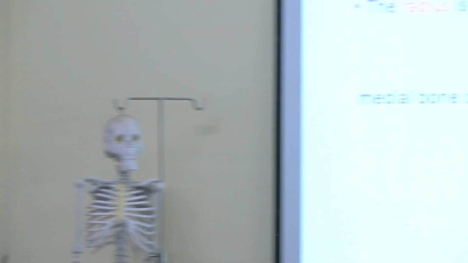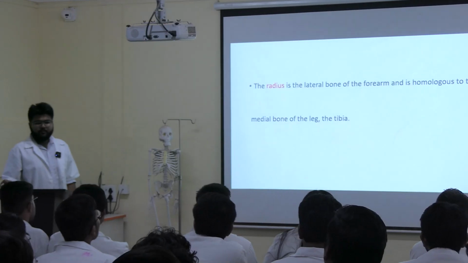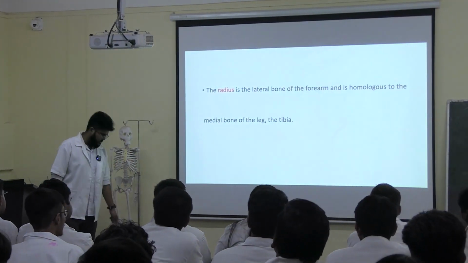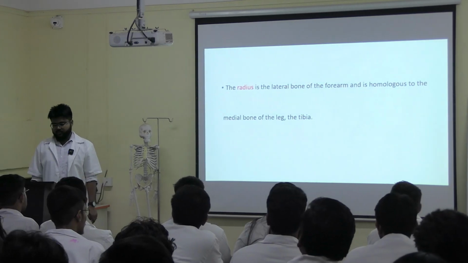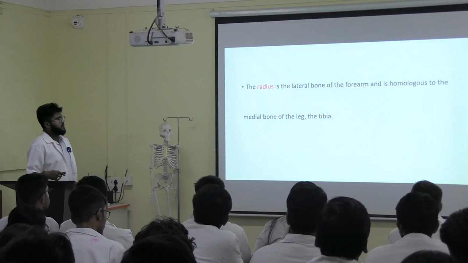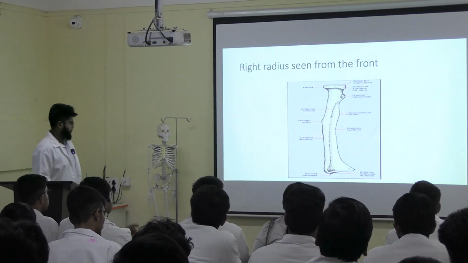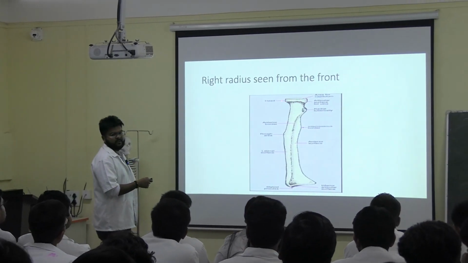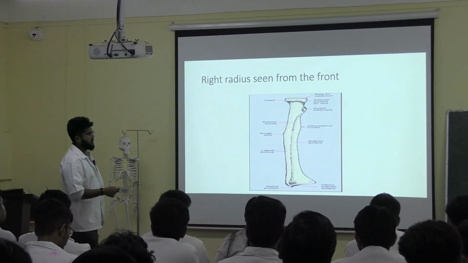So the radius bone is mainly the lateral bone of your forearm, which is homologous to your tibia bone, and this is mainly present on the lateral side. See the parts. First one is your head. The next, this is your anterior border.